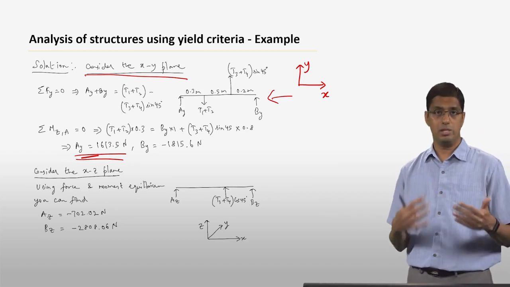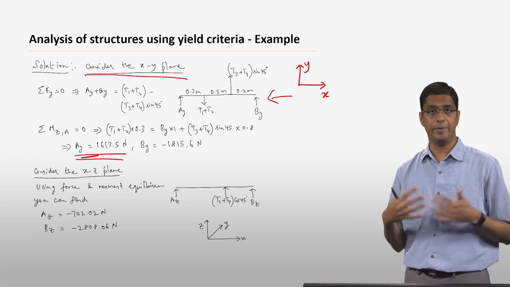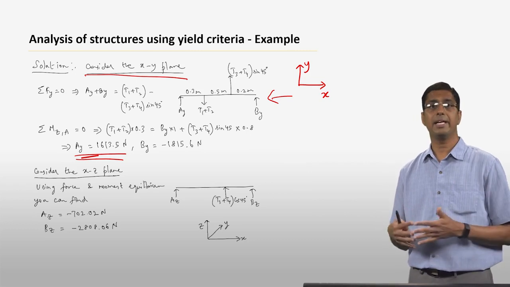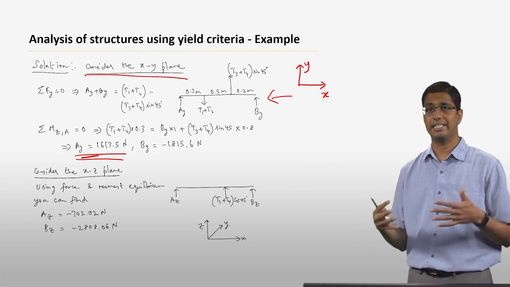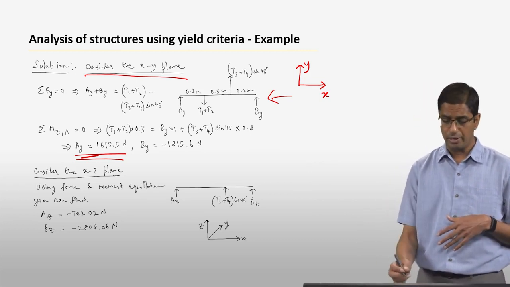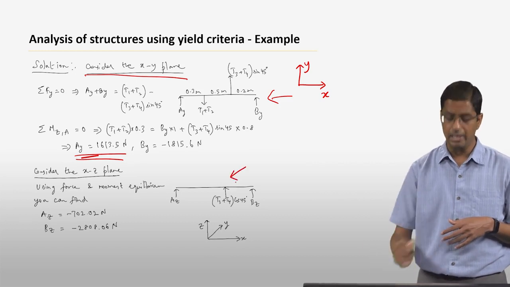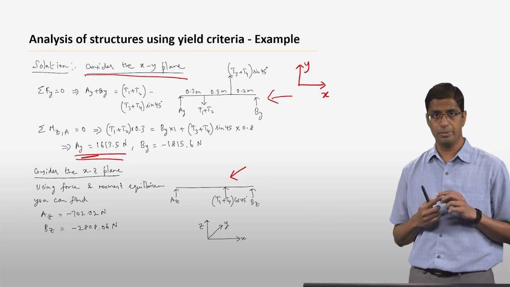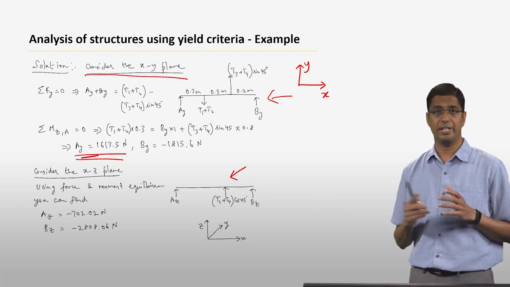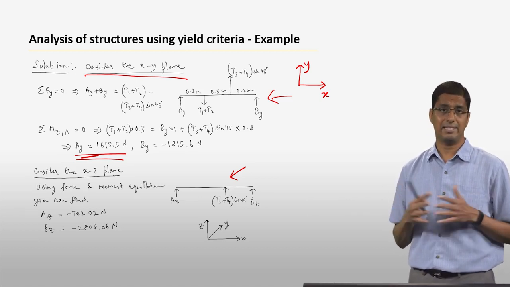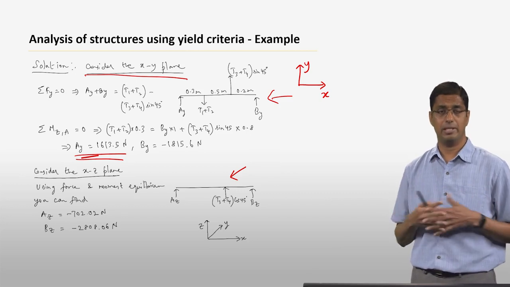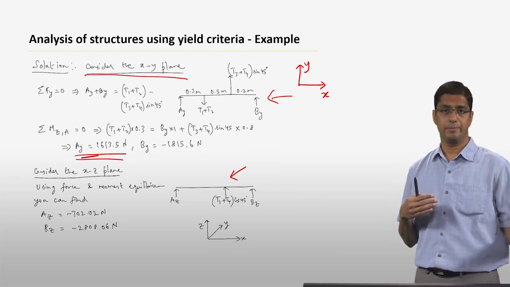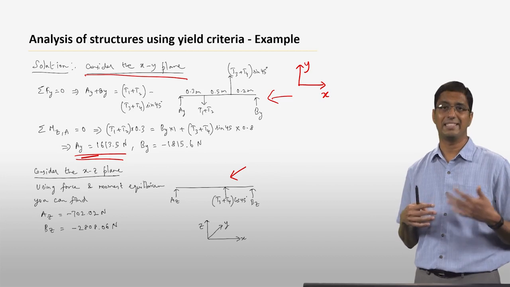Okay. Now once we have found AY and BY, we can turn our attention to the xz plane so that we can find AZ and BZ. Okay. So if you draw the free body diagram in the xz plane, that is how it will look like. There's only one external force due to the two tensions, T3 and T4, that acts on the xz plane. So the way to find out AZ and BZ is a little bit simpler.